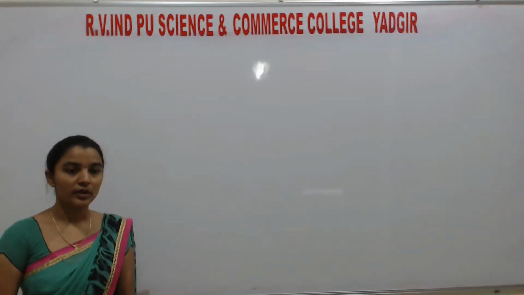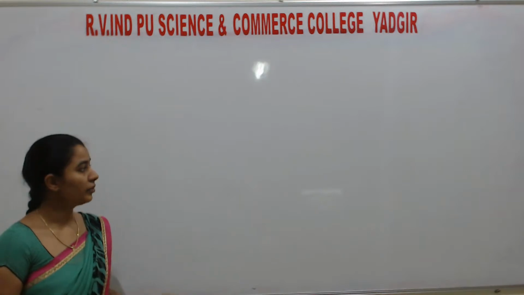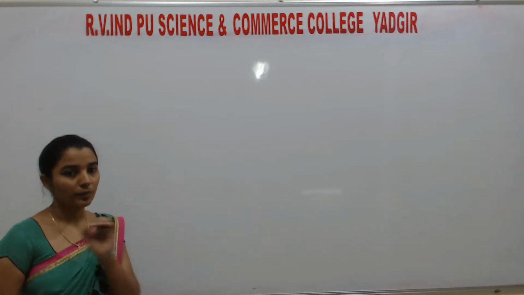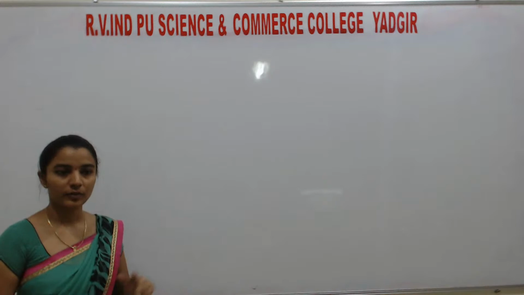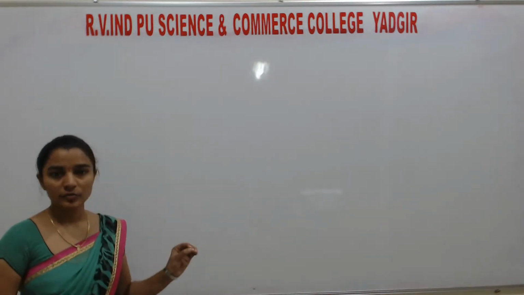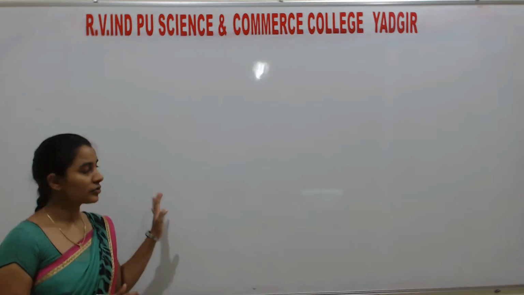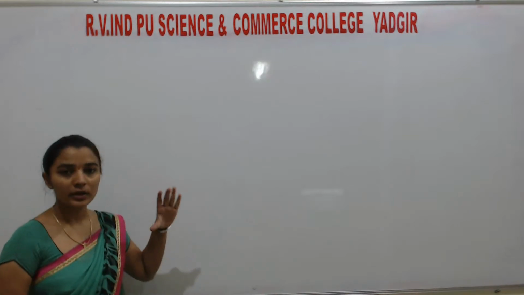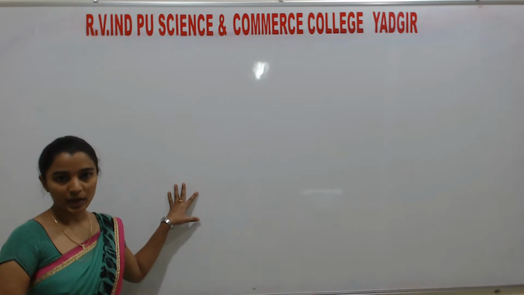Good morning, students. In the last class, we discussed how the modern periodic table originated from four laws: the law of triads, the law of octaves, Mendeleev's periodic law, and the modern periodic law. So, in today's class, we are going to elaborately study the modern periodic table.